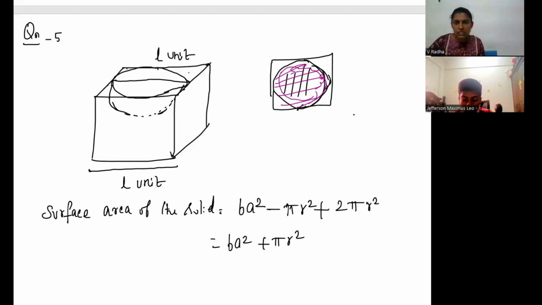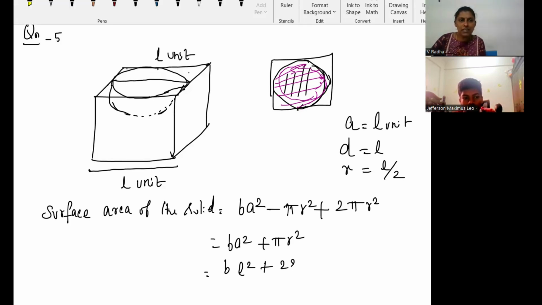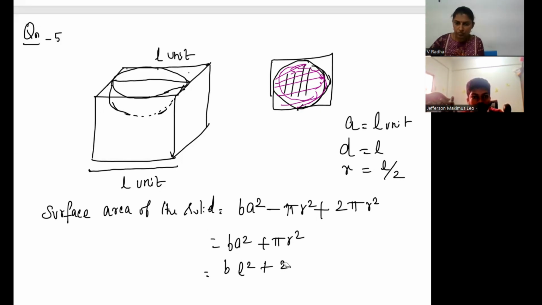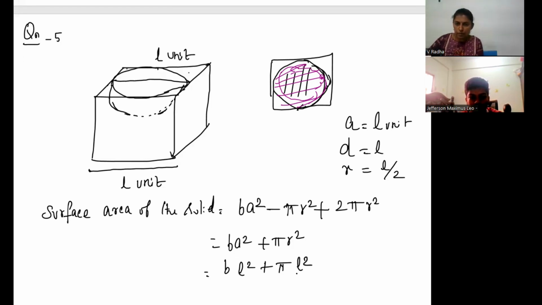Pi r square. Here, the side measurement a is L unit. Diameter is equal to L unit. Therefore, r is equal to L by 2. Just substitute: 6a square is 6 L square. Pi is 22 by 7, otherwise keep that as pi. Because all others have variable measurements only, we keep the pi as it is. So pi r square is pi L square by 4.